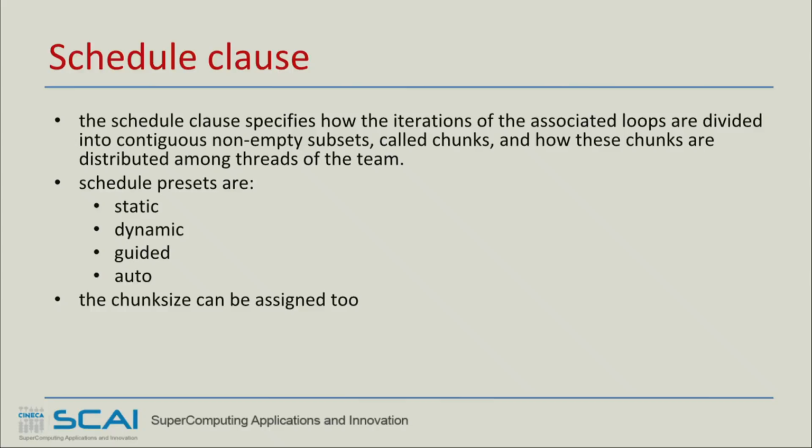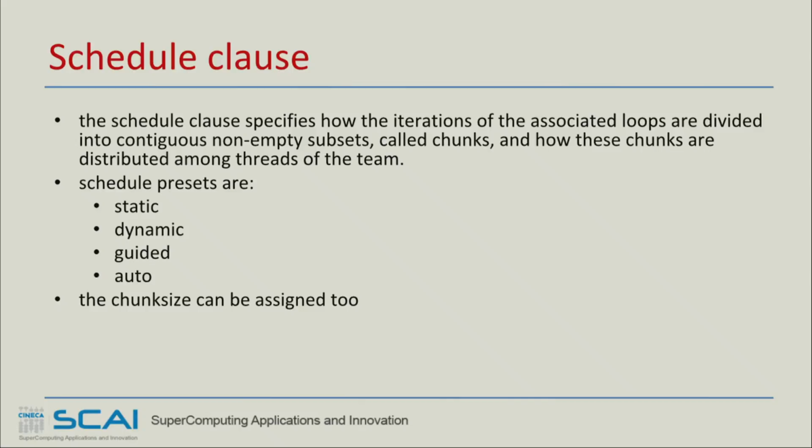So in general, what you could think is that, okay, I have, I don't know, 4 threads and 400 iterations. Okay, the first 100 are for the first thread, the second 100 is for the second thread, and so on. In some cases, that could be not the best solution, because in principle, you don't know if all iterations have all the same computational weight. So there are some ways to assign the workload.